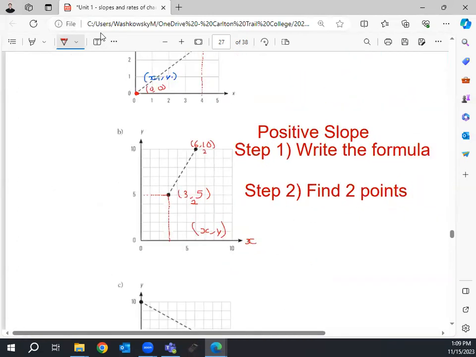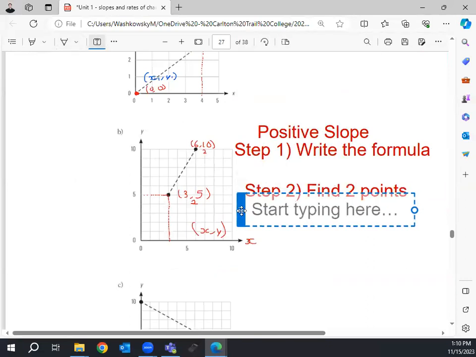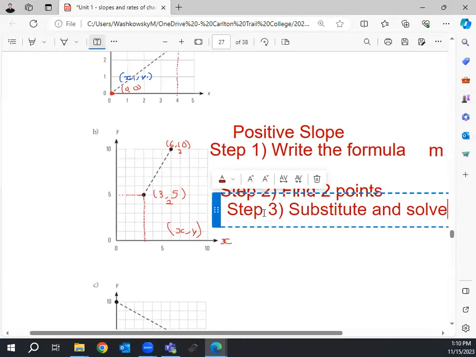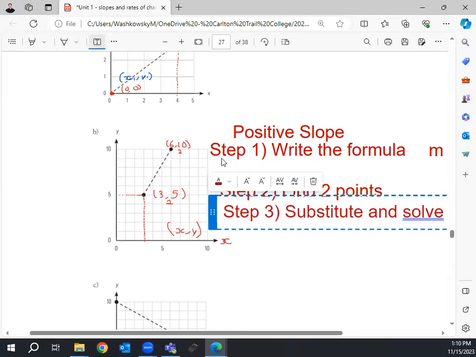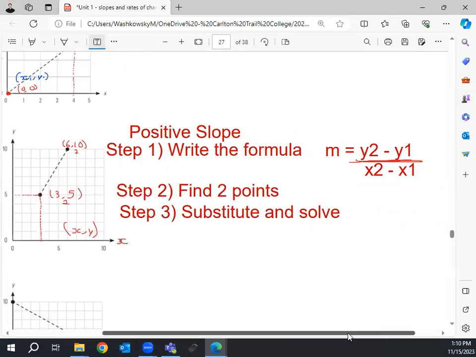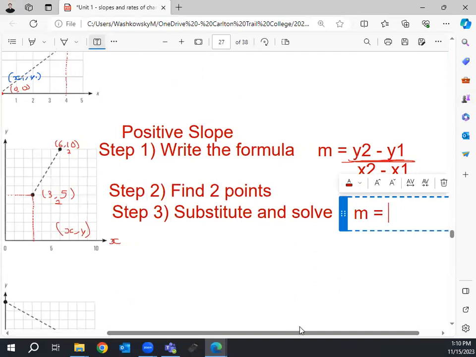Okay, so step 2 is find 2 points. We've done that. And so all we have to do now for step 3 is we substitute and solve. We have our blank formula. We have 2 points now. We just input that information into that formula we have. So M is going to be equal to, what's my second Y? Is it 10 or is it 5? Okay, it's 10. It's the second point I see. So it's 10 minus 5.